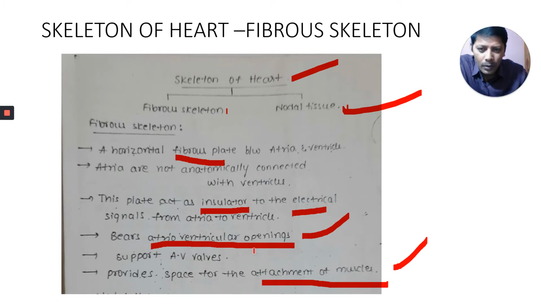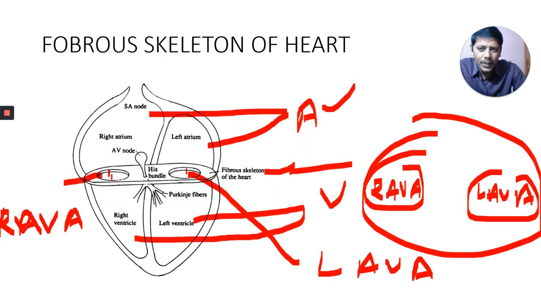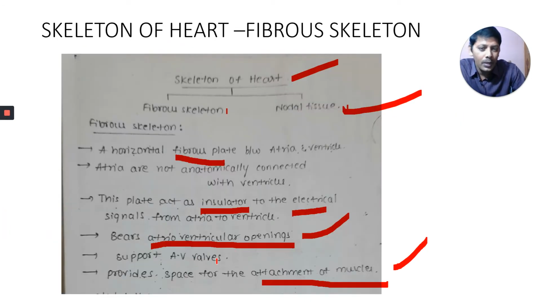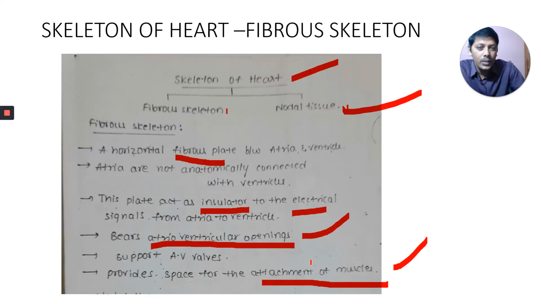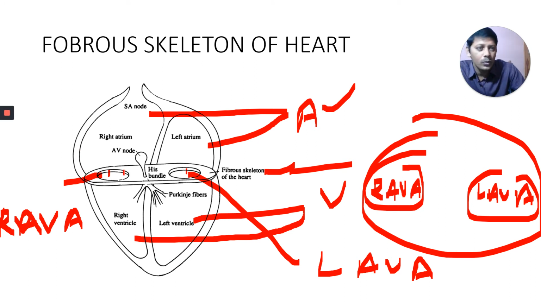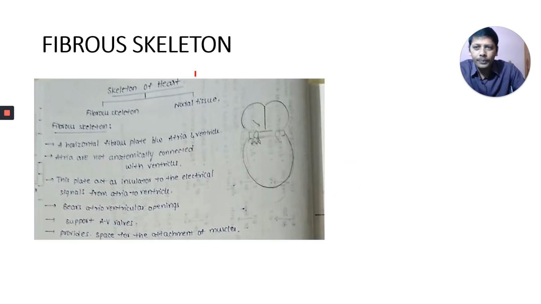What do we call that plate? This fibrous plate. It acts as an insulator to the electrical signals from the atria to ventricles. It is not allowing the electrical signals to pass from the atria to ventricles. Why? I will tell you the reason later. Next, it bears two apertures. Second, it supports the AV valves. Here there is a tricuspid valve, here there is a bicuspid valve. And third, it provides space for the attachment of muscles. Come to the next one.